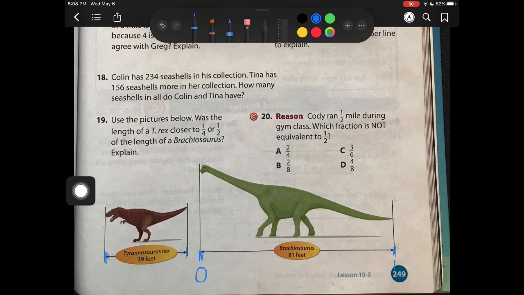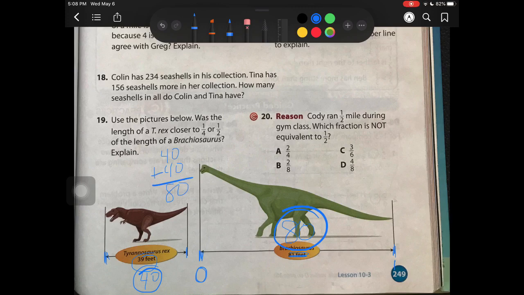Well, what if we made this a little easier numbers? What if we rounded 81 to 80? It's about 80 feet, right? It's only 1 foot off. And let's take the Tyrannosaurus Rex and 39. Let's round that. Let's get it closer to something easy to work with. It's only 1 away from 40, right? Now, take a look at that. T-Rex is about 40 feet. The Brachiosaurus is about 80 feet. Wow.